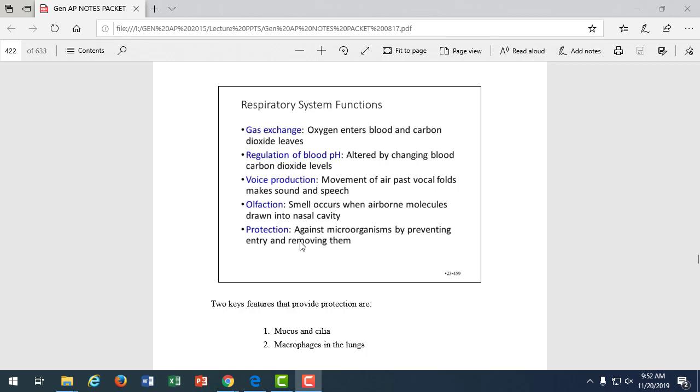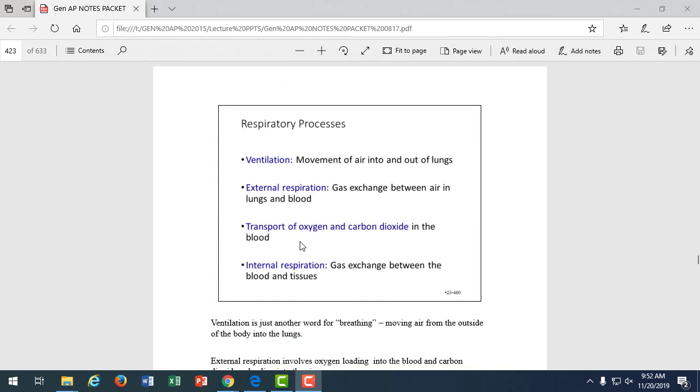And protection, we have cilia, mucus, and macrophages that help protect us from infection because the air we breathe is not sterile. There's a lot of fungi and dust mites, a lot of debris, skin cells floating around in the air that we're inhaling every time we breathe. But we have these protective mechanisms to keep our airways healthy.